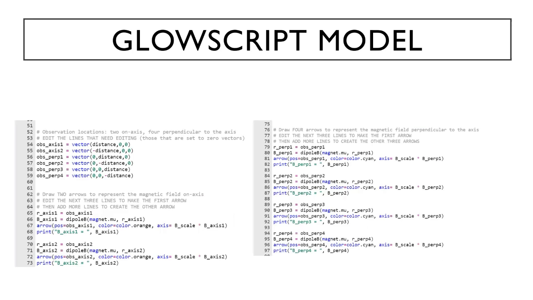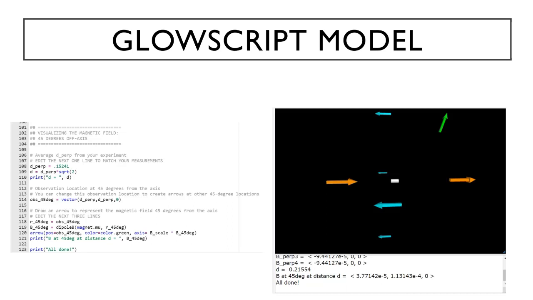Next, we create some observation distances, 2 of which are in line with the dipole moment of our magnet that we defined earlier, and 4 are perpendicular to that dipole moment. Then we create 2 arrow objects using our dipole function to represent the magnetic field on axis, and then 4 more arrows, again using our dipole function to represent the magnitude of the magnetic field at all of those observation points. The last part of the script model just calculates the vector and creates an arrow for the magnetic field at the 45-degree angle at distance d away from the magnet, and then prints out all of the vectors that it's representing on the screen.